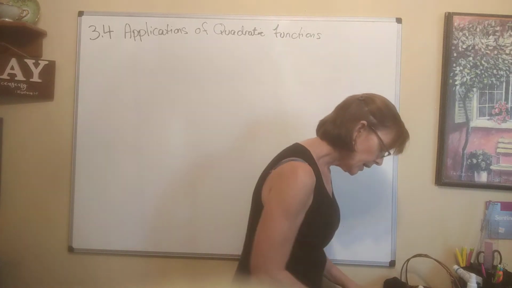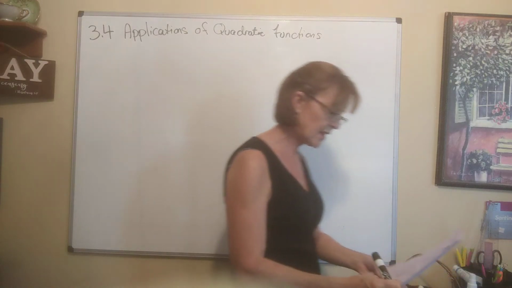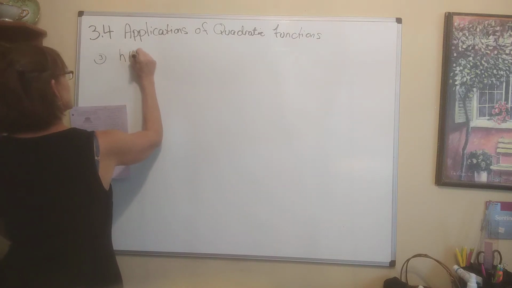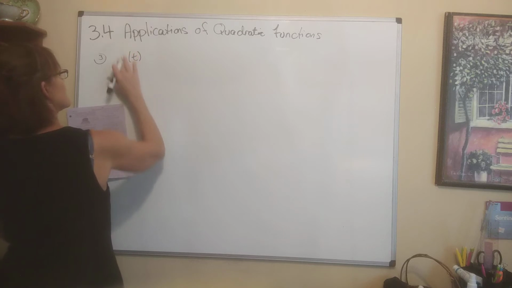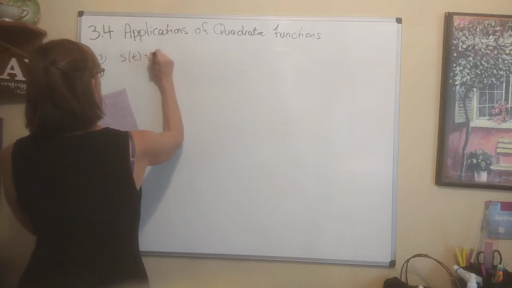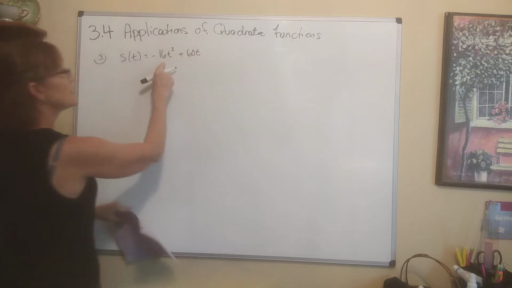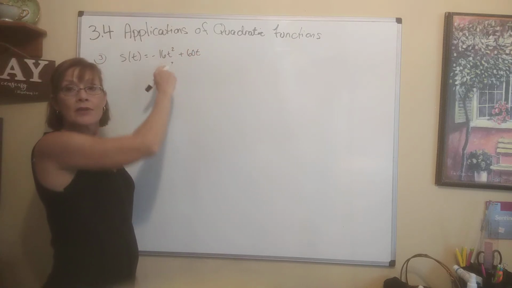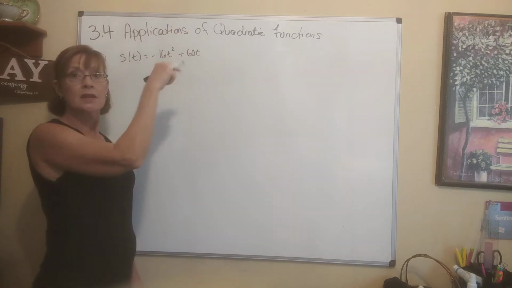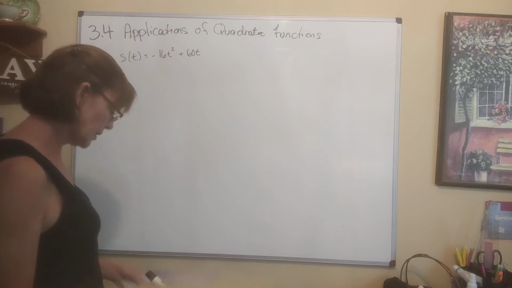So right here, it says a golf ball is hit so that its height h in feet after t seconds is given by this equation. This is the height, h of t, which I'm going to change to s of t, which is equal to negative 16 t squared plus 60 t. The negative 16 is the gravity force. It's negative because it's acting down, if we choose up to be positive and down to be negative. The 60 is its initial velocity, so that's how hard it was struck.